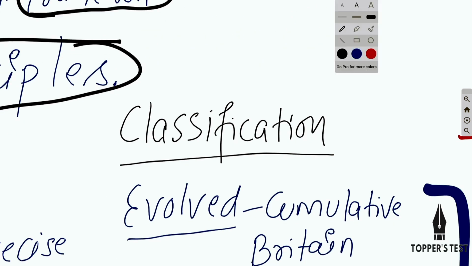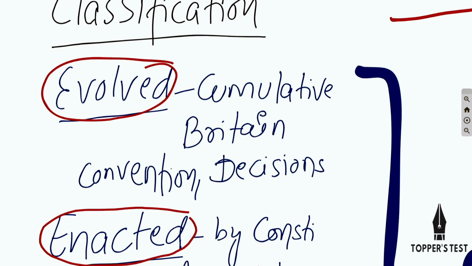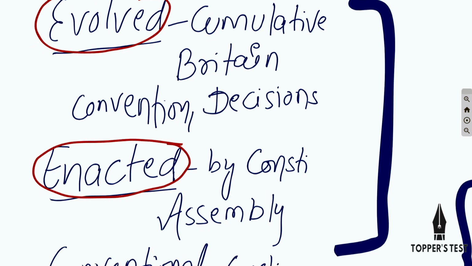The constitution has been classified on the basis of many things: it may be evolved or it may be enacted. Enacted means there will be a body which will frame the constitution and enact it, like it will be voted upon by different members of an assembly. It may be a political assembly or a constitutional assembly. Mainly it is by the constitutional assembly.